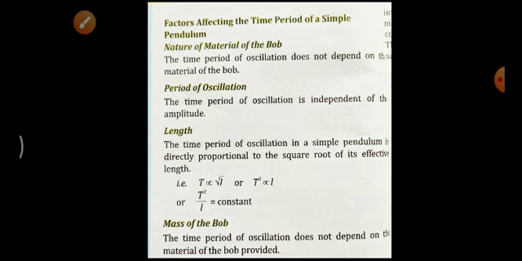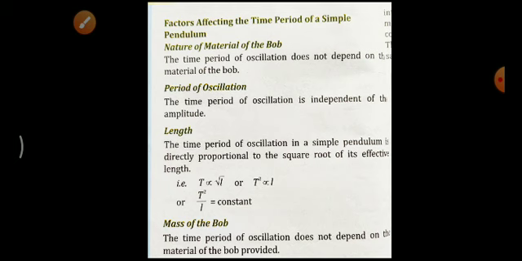Here it is written that the time period of oscillation does not depend on the material of the bob. So the time period will not change whatever the nature of the material is, whether it is made up of iron or steel or something else. It does not depend upon the material of the bob. The time period will not change if the material of the bob is changed.